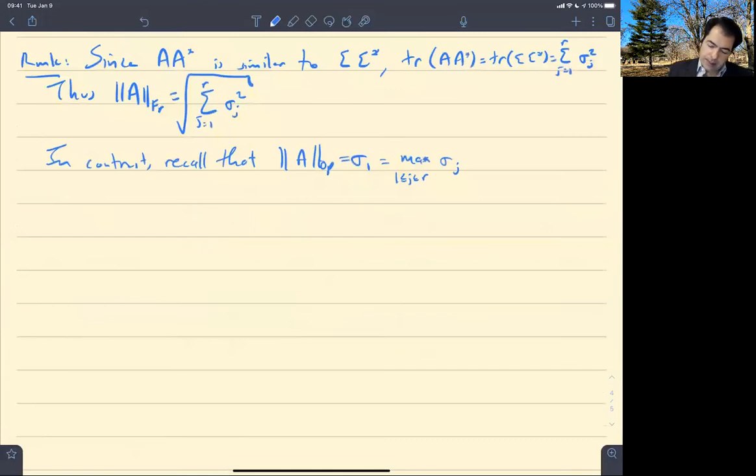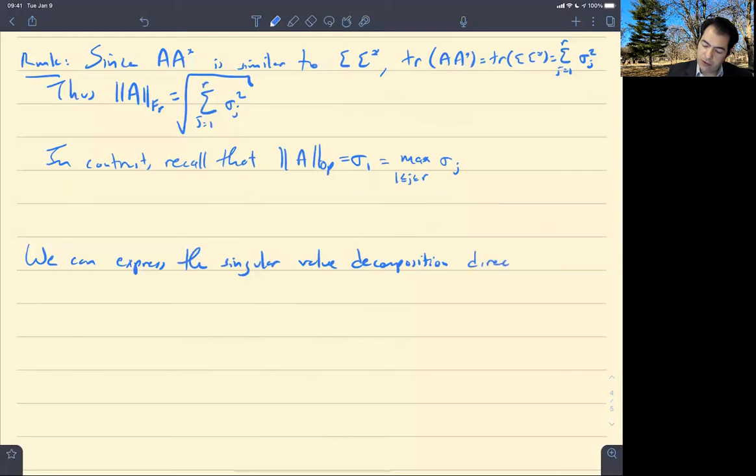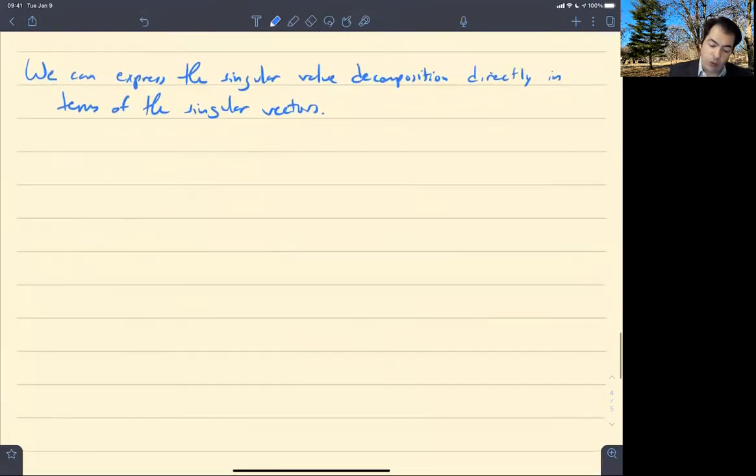Okay. Now we can express the singular value decomposition directly in terms of the singular vectors. And this is really useful when you want to use singular value decomposition to approximate a matrix with a matrix of smaller rank.